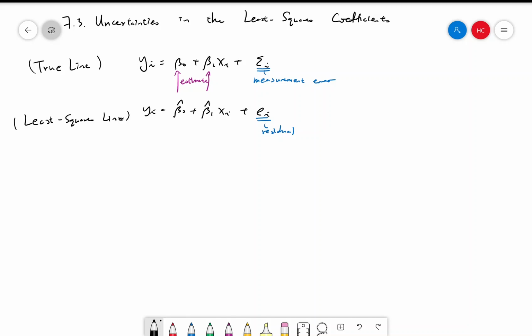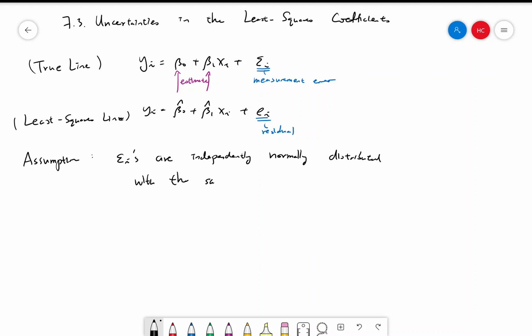So first, there's an assumption needed to do anything. The assumption, in one sentence: we're going to assume the epsilon i's are independently normally distributed with the same mean 0 and the same variance. It's called sigma squared.